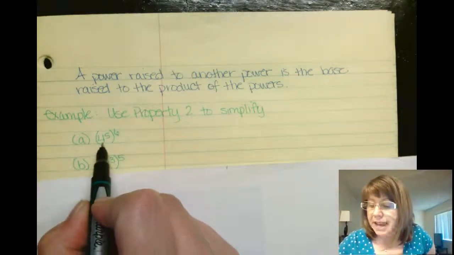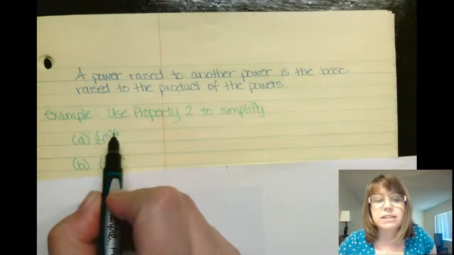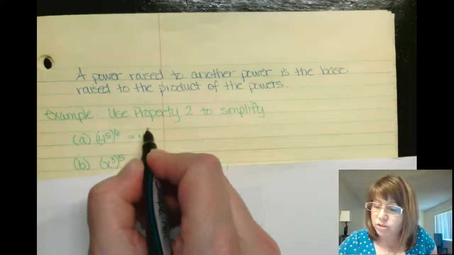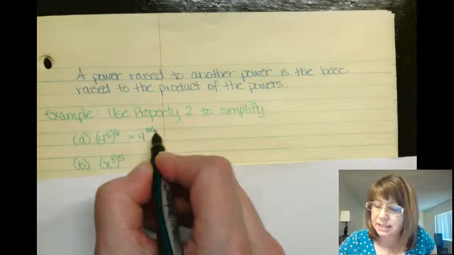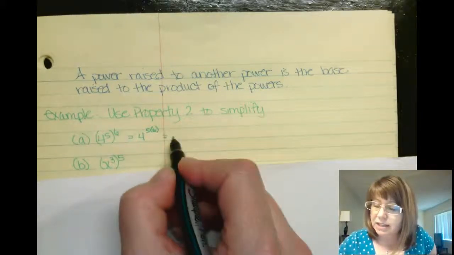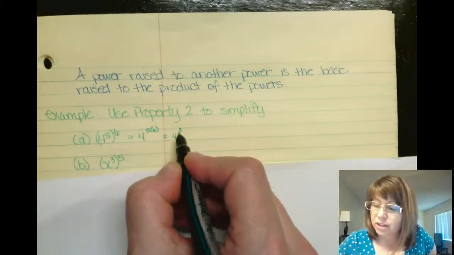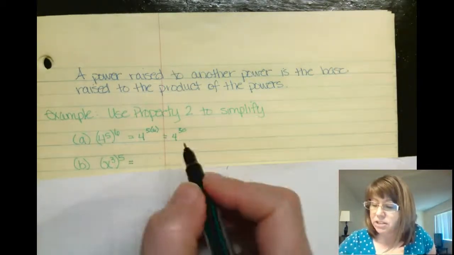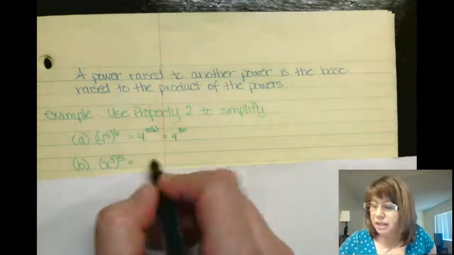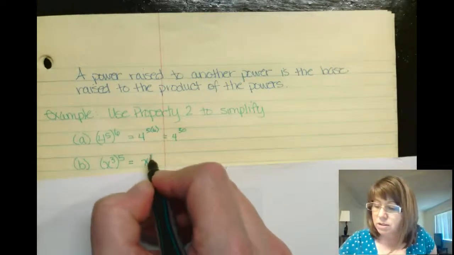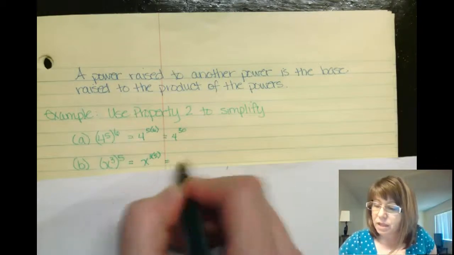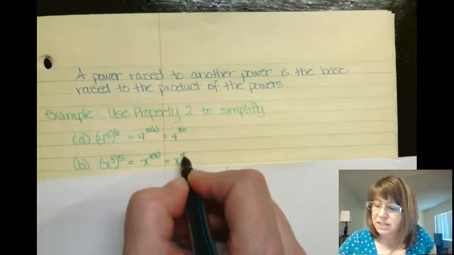So the first problem is 4 to the 5th raised to the 6th power. That would leave us 4 to the 5 times 6, which would give us 4 to the 30th. And x cubed raised to the 5th power will be x cubed times 5, x to the 15th.